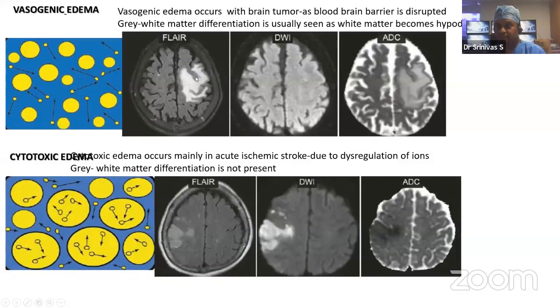Vasogenic edema is usually because of a tumor present in the brain, and it takes the structure of the gray white matter. Gray white matter differentiation is usually seen when a vasogenic edema is present. See, all the structures are usually like the structures on the opposite side, but here the structure is not like the structures on the opposite side. Whenever you see a normal structure-like thing with a hyperdense lesion, think of a vasogenic edema. But whenever the outlines are blurred, then think of a cytotoxic edema.